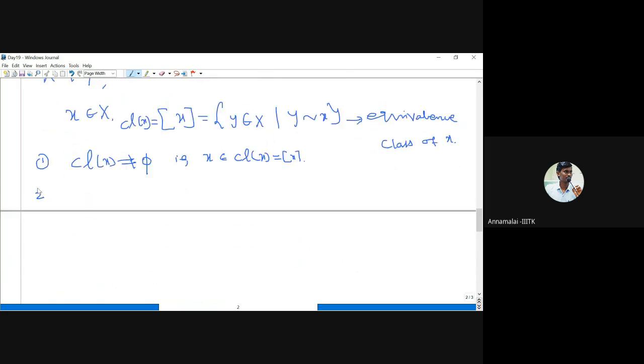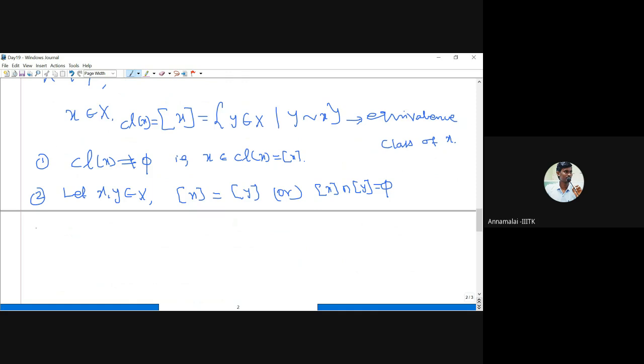Second, they are either identical or disjoint. If we take two elements x, y in X, then we can talk about the equivalence class of x and the equivalence class of y. The theorem says either both are equal or the intersection contains no elements. That is, the equivalence class of x intersection the equivalence class of y should be empty. Any two equivalence classes are either identical or disjoint. This is the second property.